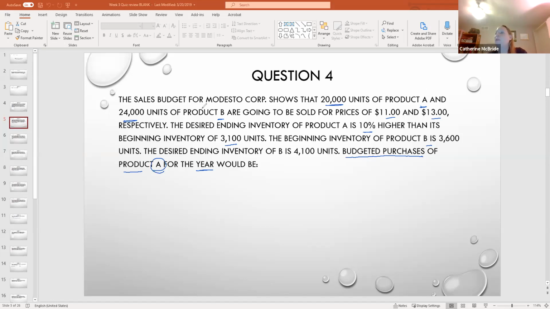So the first thing we can do is say, okay, this doesn't matter because it's product B. Also, we're looking at budgeted purchases, not dollars. We're looking at units of purchases. So the dollar amounts actually don't matter. So when we get rid of B, now we're left with what matters. We know that we have 20,000 units.